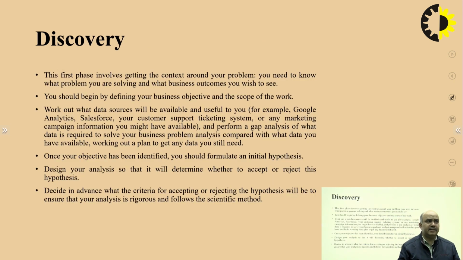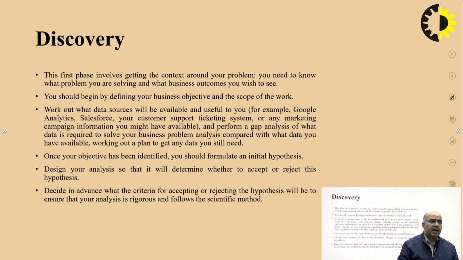The first one is discover. The first phase involves getting the context around the problem. You need to know what problem you want to solve. It means the first thing in the discover phase is that we must know what kind of problem you are facing, and on the basis of that, what type of business goals we can achieve if we find useful data, and what the scope of that data is.